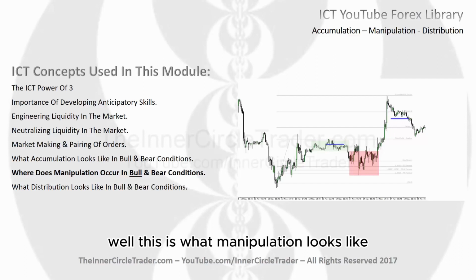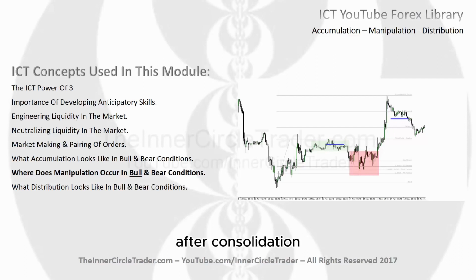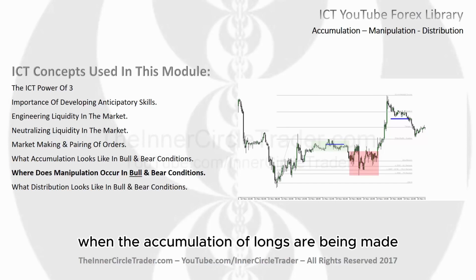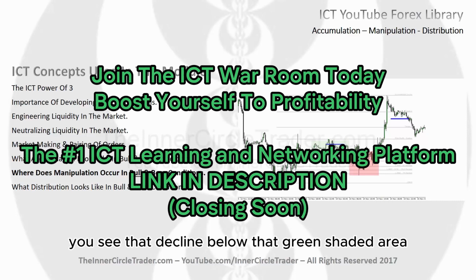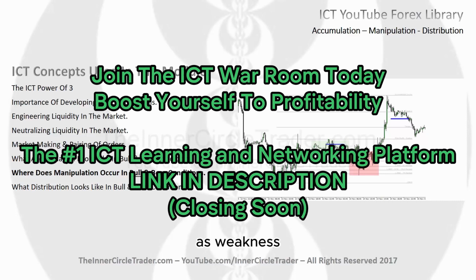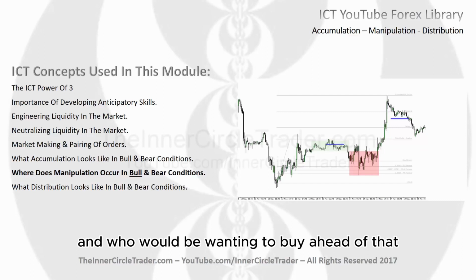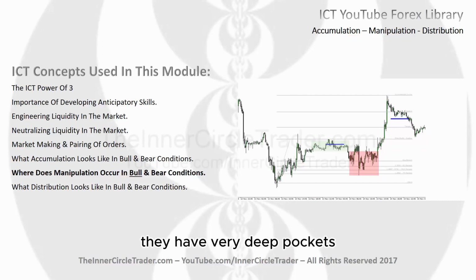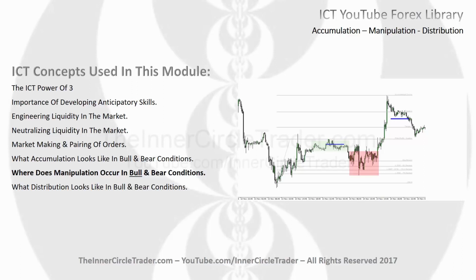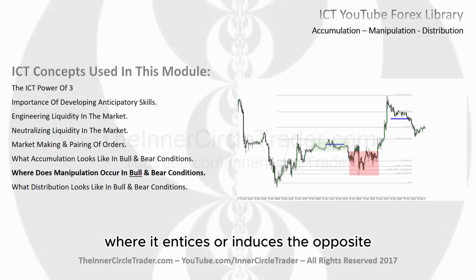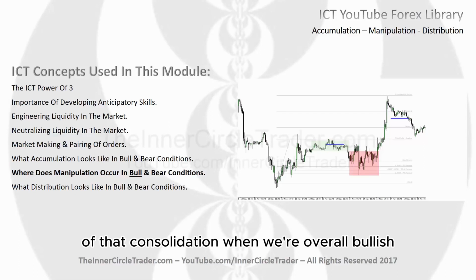Well, this is what manipulation looks like right before the market starts to trade higher after consolidation, when the accumulation of longs is being made. The problem is you see that decline below that green shaded area as weakness. And who would be wanting to buy ahead of that? Smart money traders, okay, they have very deep pockets. And the market has a tendency of creating this fake move, where it entices or induces the opposite mindset or sentiment. This drop down out of that consolidation when we're overall bullish is manipulation.